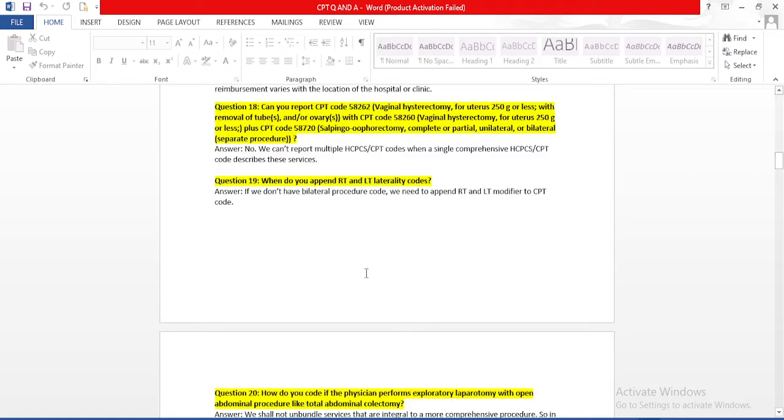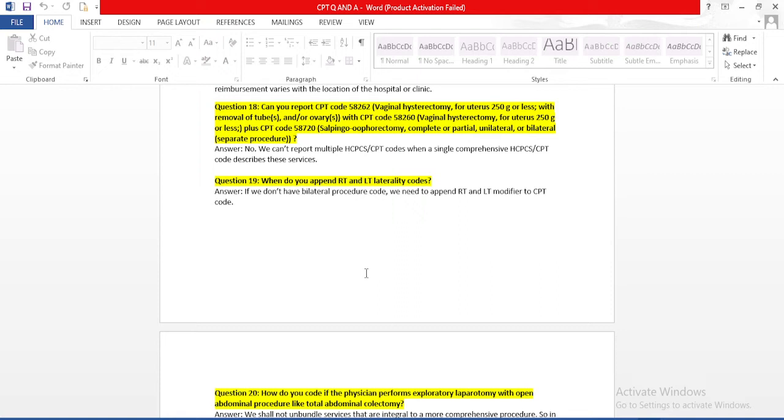Next one, can you report CPT code 58262, vaginal hysterectomy for uterus 250 grams or less with removal of tubes and ovary, with CPT code 58260, which is vaginal hysterectomy for uterus 250 grams or less, plus CPT code 58720, salpingo-oophorectomy complete or partial, unilateral or bilateral, separate procedure? Answer: no. We can't report multiple HCPCS codes when we have a single comprehensive HCPCS or CPT code.